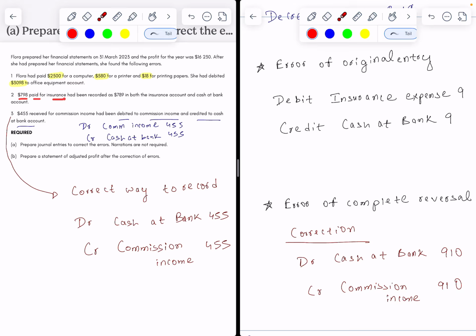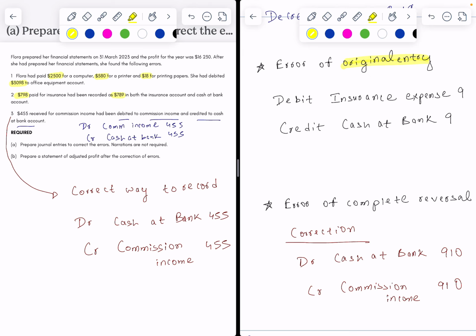$798 paid for insurance had been recorded as $789 in both the insurance account and cash at bank account. All right, so you can see the original number which we had in this transaction was for $798, but we ended up recording it at $789. So when we have got errors that involve the misplacement of numbers, that is what we classify as an error of original entry. Based on what has been stated there in the transaction, we recorded $789, which is $9 short for both insurance and cash at bank.